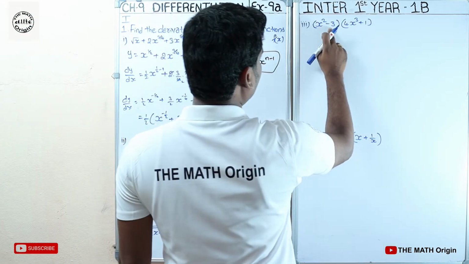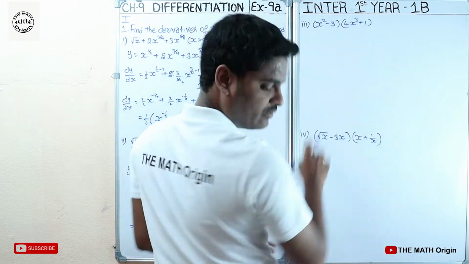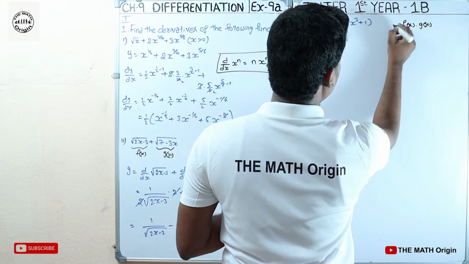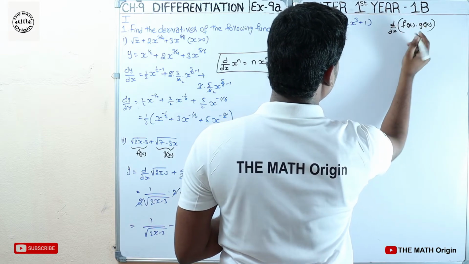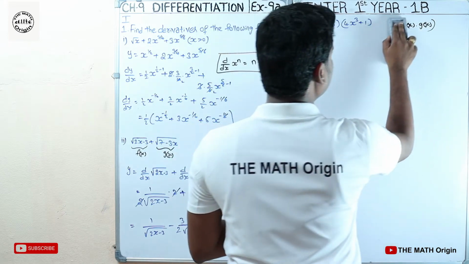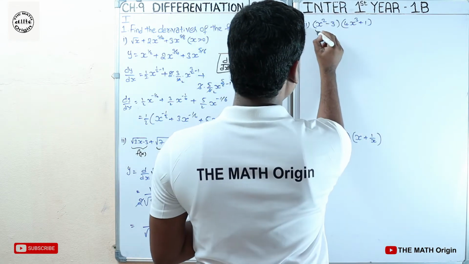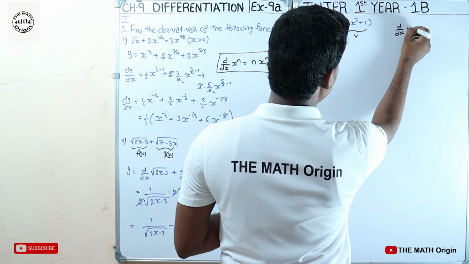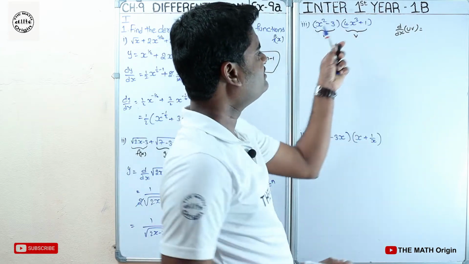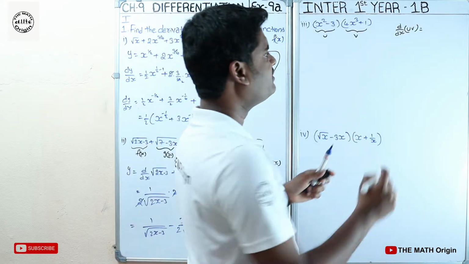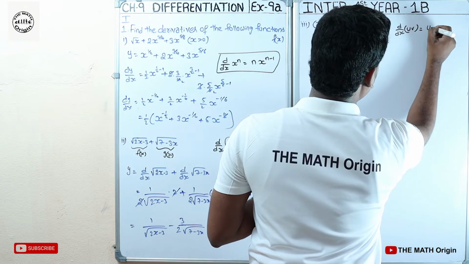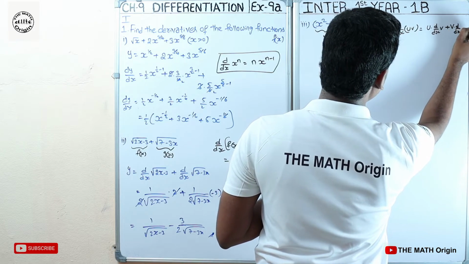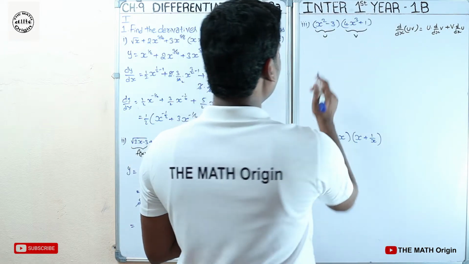Third bit, x square minus 3 into 4x cube plus 1. Now if you see here, we have f of x into g of x. So applying the derivative for f of x into g of x, let's take this as u and this as v. So d by dx of uv, a multiplication of two terms, we will write as u into d by dx of v plus v into d by dx of u.